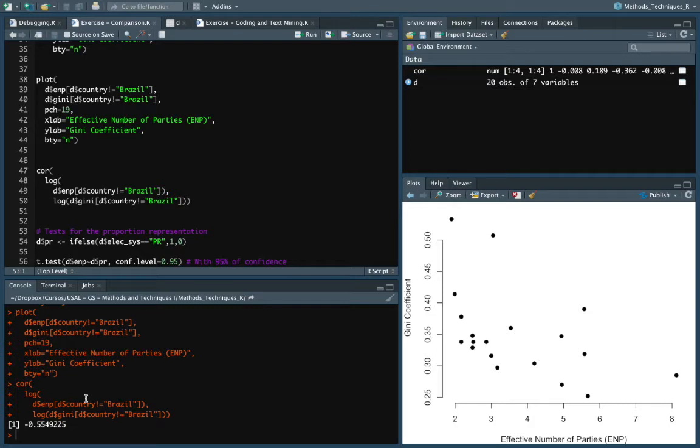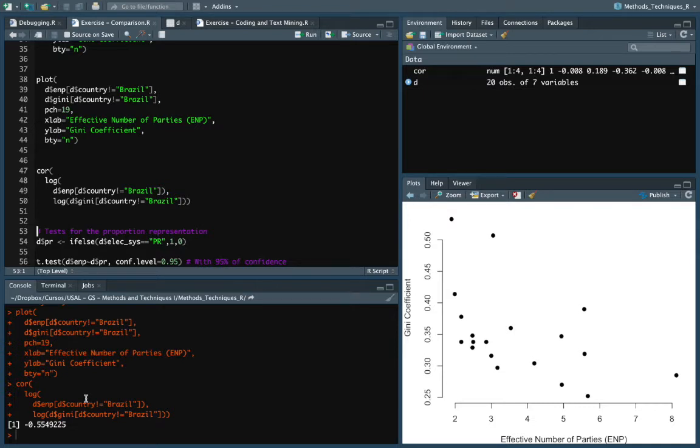So we will test this, and it seems that there is a relationship between Gini and the effective number of parties. But how do we test qualitative variables? How do we test for electoral systems, or if a country is Anglo-Saxon or not? For this, we can create a dummy variable. A dummy variable is a variable that states that it's true or false, or 1 or 0.